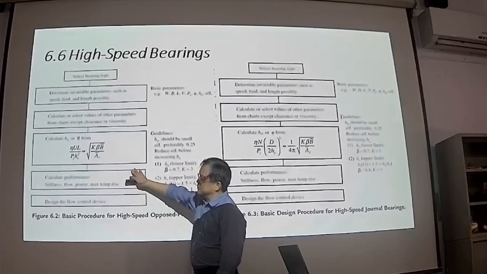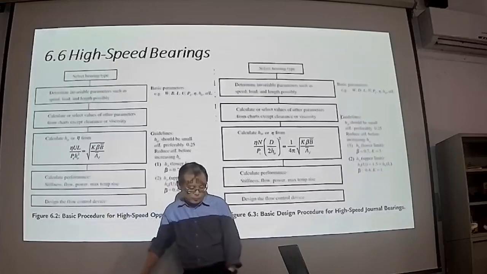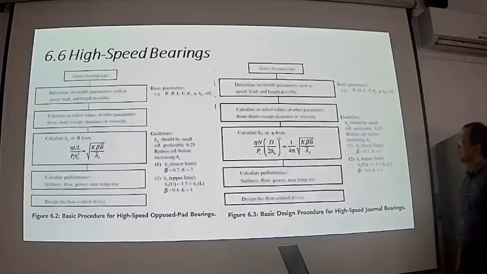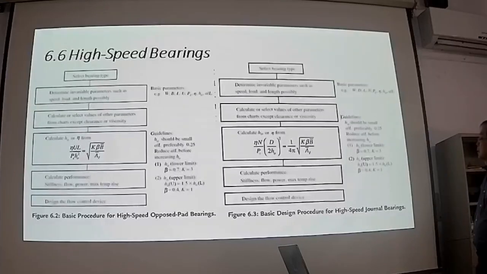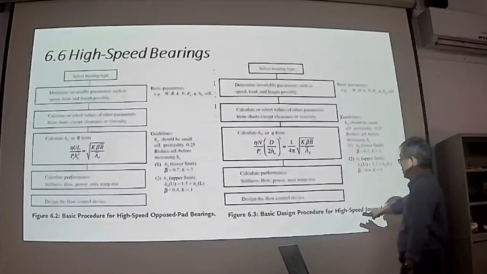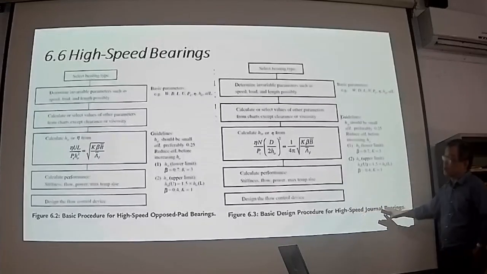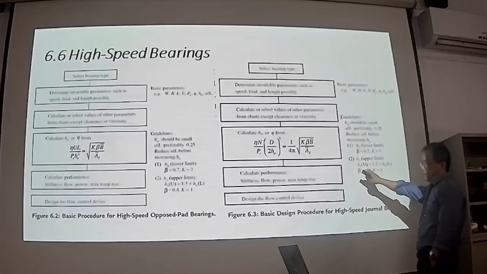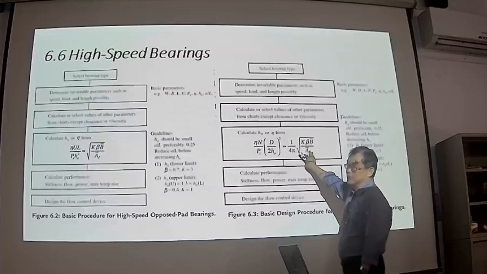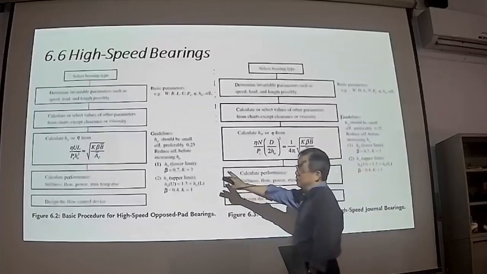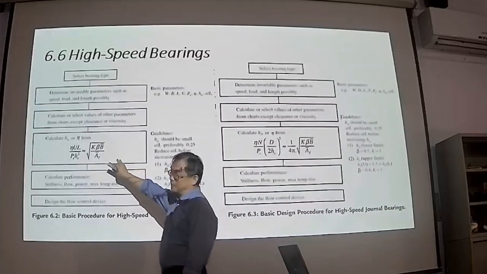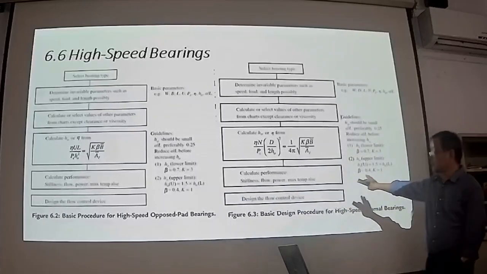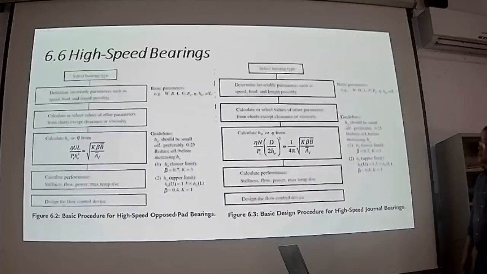Once these are done, and then you can design your flow restrictor. For the design procedure of the high speed journal bearing, the flow chart is the same, but the formula is different because it's for the journal bearing. It's for the thrust bearing. And the others are the same, exactly the same.